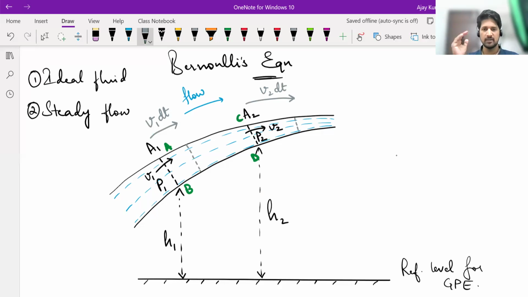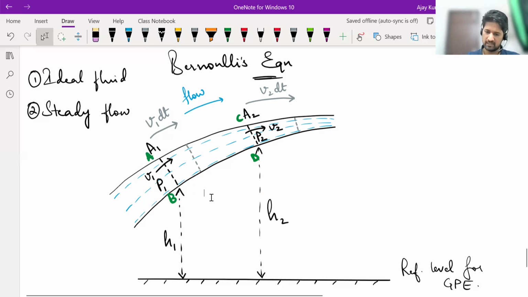So the fluid was initially between AB and CD. Finally, the cross sections have moved forward. So let's say it is finally between PQ and RS. I'll mark them in red. AB shifts to PQ, CD shifts to RS. So whatever fluid was between AB, CD is finally between PQ, RS. During this displacement, we need to write the work kinetic energy theorem for that part of the fluid. Can one of you quickly tell me the work kinetic energy theorem?